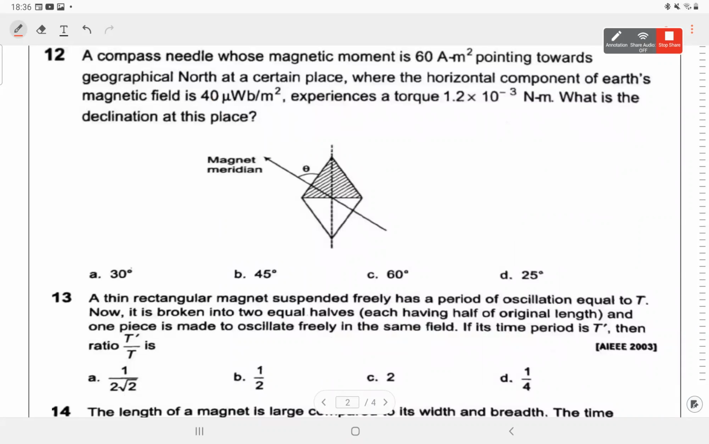Number 12, a compass needle whose magnetic moment is 60 ampere square meter pointing towards geographical north at a certain place where the horizontal component of Earth's magnetic field is 40 microweber per meter square experiences a torque of 1.2 into 10 to the power minus 3. So question number 12, the torque is m into B times sin theta, M BH times sin theta, or BH will be equal to B sin delta. B is given और हमें delta निकालना है with the help of these two formulas.